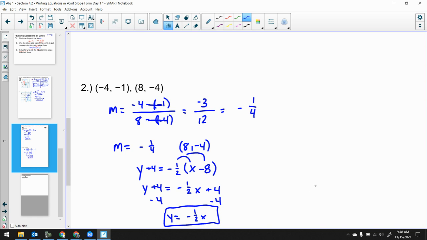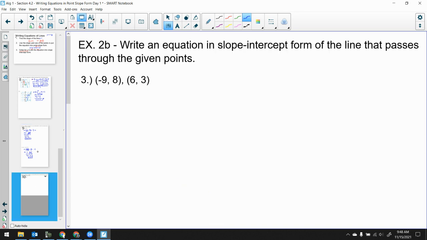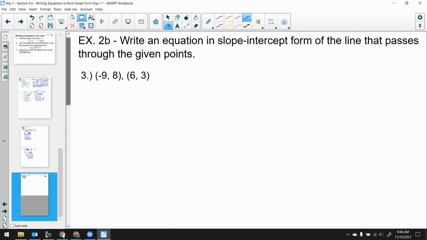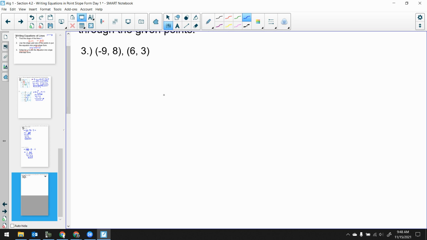It runs through the origin, I guess. So y-intercept is 0. Okay. Let's keep it going. Same type of thing here.